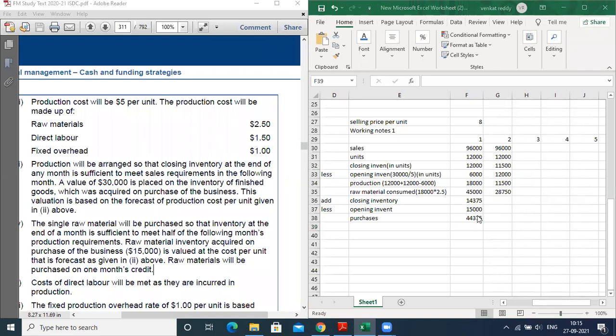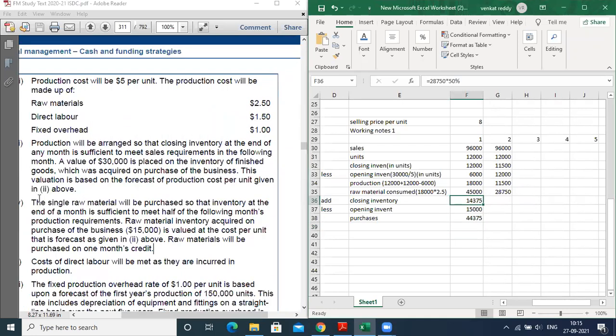Yeah. So have we got closing inventory 14,075 here? Now just try to understand this paragraph. The single raw material will be purchased so that inventory at the end of the month is sufficient to meet half of the following month's production requirement. So the following month for the first month is the second month. So the total production requirement is 28,750 for the second month. In that, 50% will be our current month closing stock. So 28,750 into 50%. So we got 14,375.